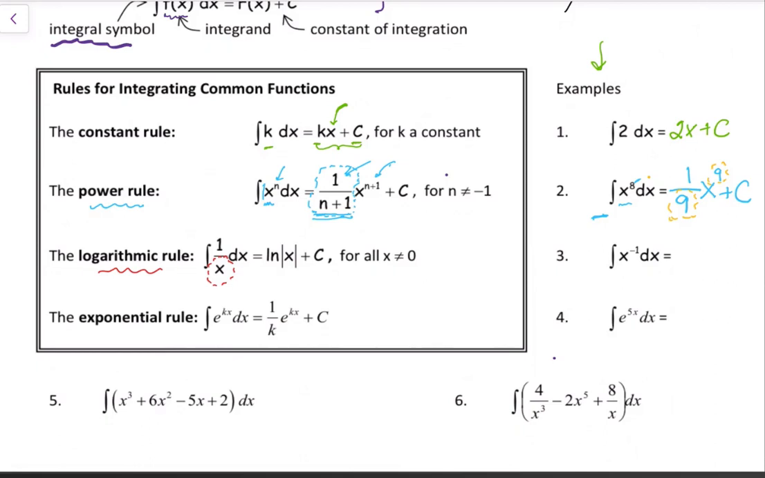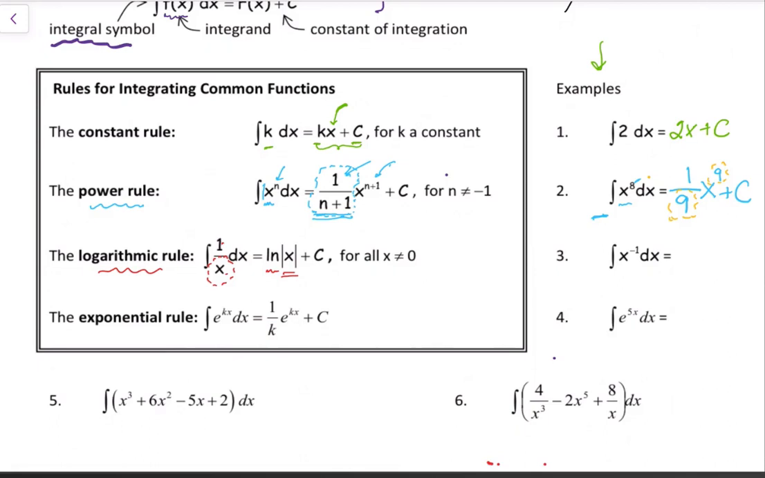And what that rule is, is a very specific rule. The integral of a constant over x to the first is the natural log of the absolute value of x. And remember, we're putting that absolute value there because I cannot take the logarithm of a negative value. So that's forcing that value to be a positive value.